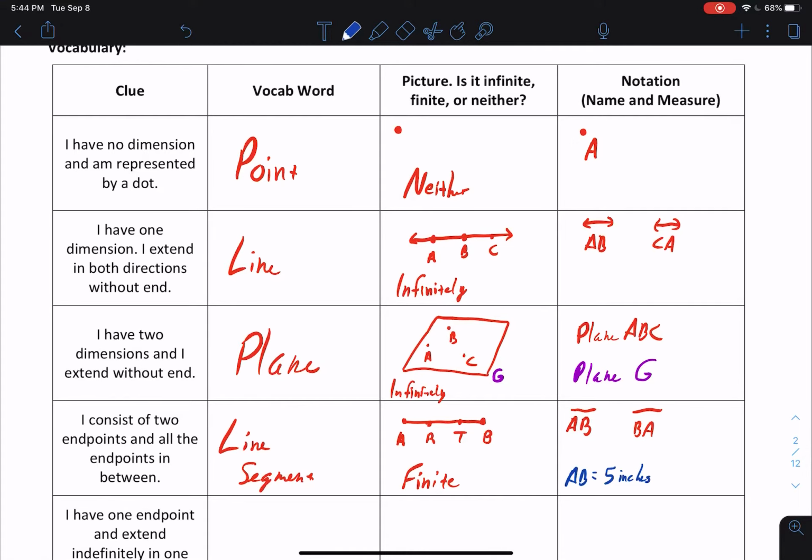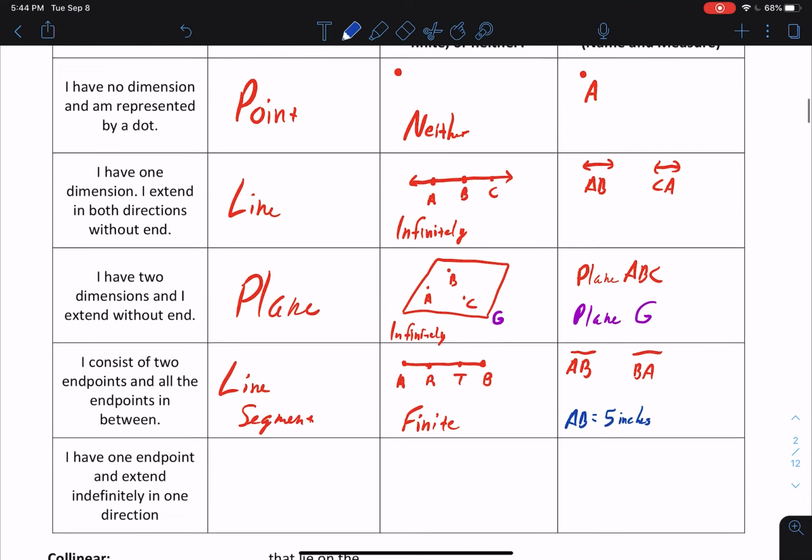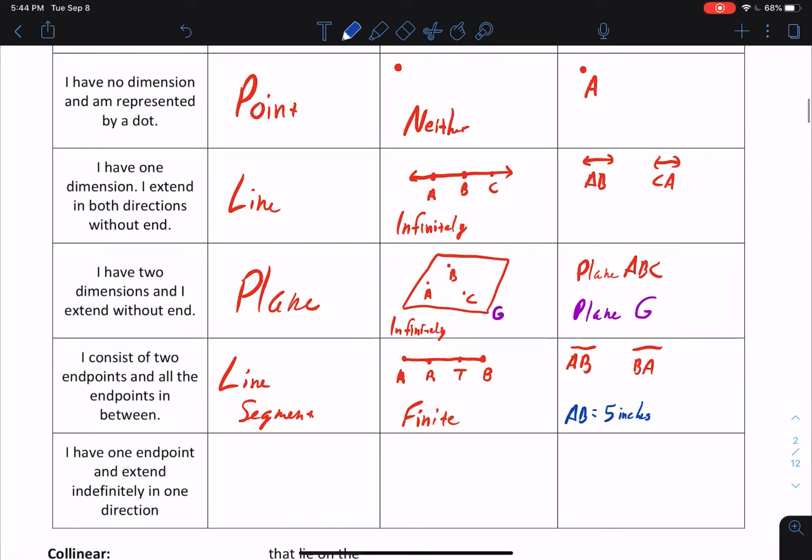Okay? And then we've got 1 endpoint, and you extend indefinitely in one direction. This is known as a ray. So we start at an endpoint, I'm going to call it C, and then I extend without end off in a direction. Okay? So I'm going to say it starts at C, and then it goes through D off to infinite, super long, infinitely long. Okay? So this is infinitely long.